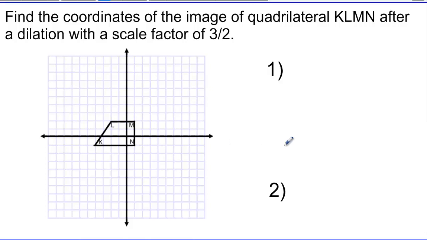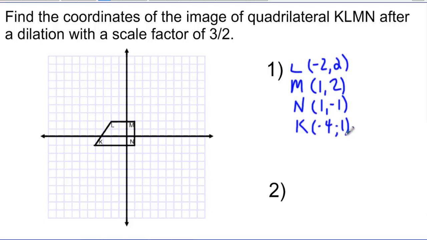So when I do a dilation like this, all I have to do is figure out what the original points are, and then multiply both the x-coordinate and the y-coordinate for each point by my scale factor, which would be 3 halves in this case. So I need to figure out all my different points. Now I'm going to take every single one of those numbers, both the x-coordinate and the y-coordinate, multiply it by 3 halves, and that will tell me what my new image points are.